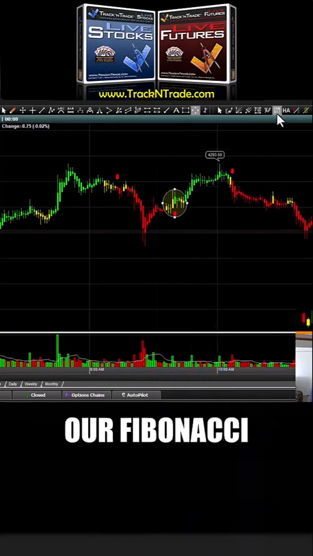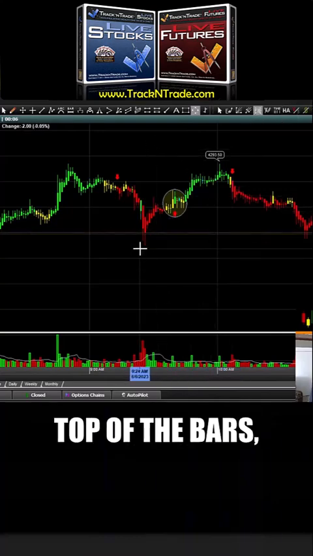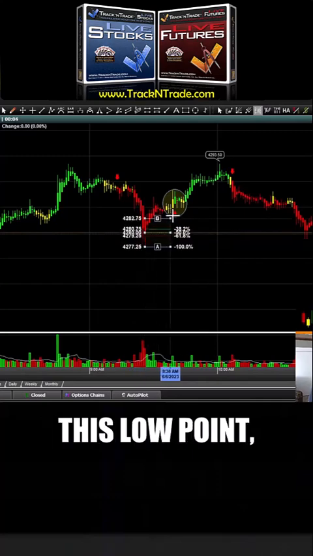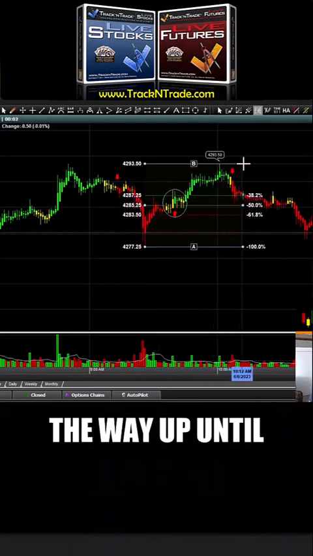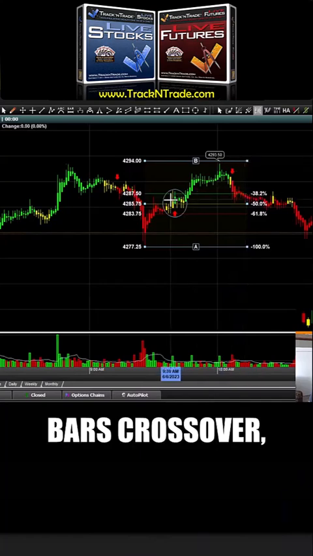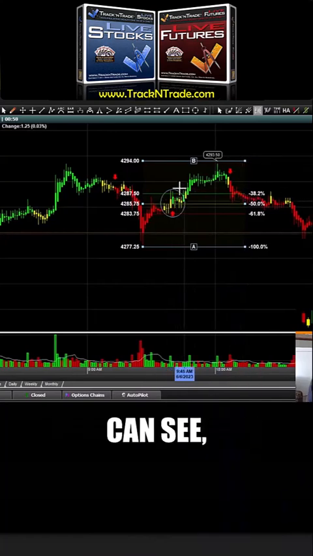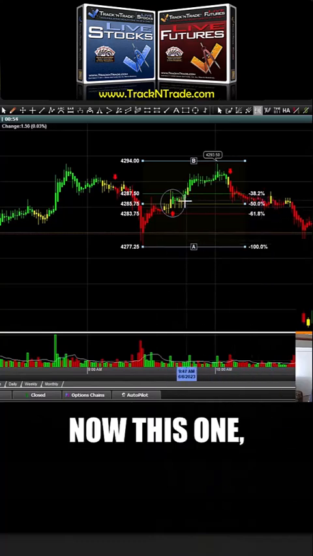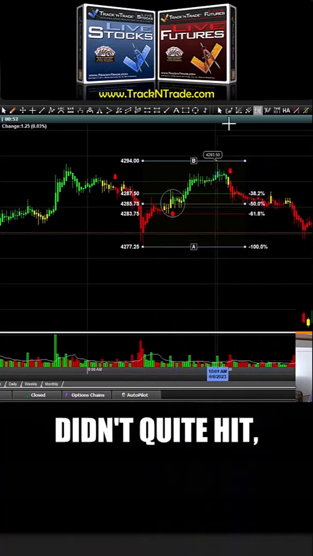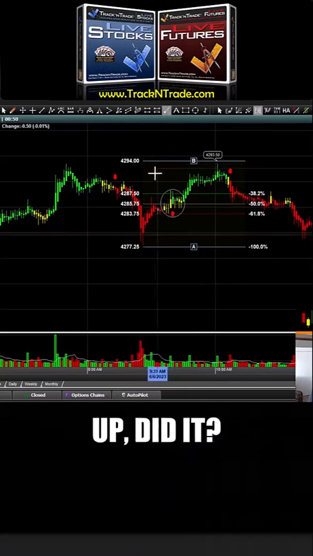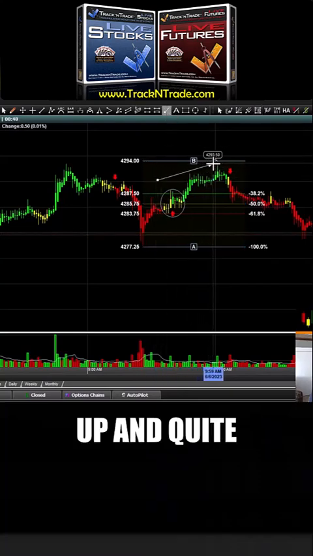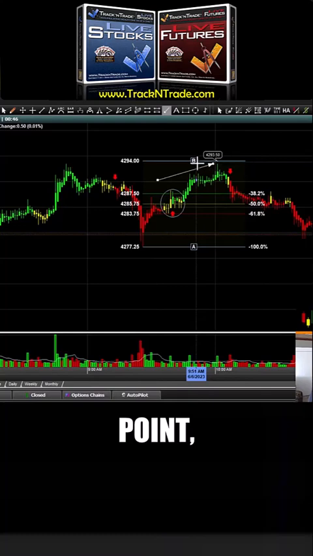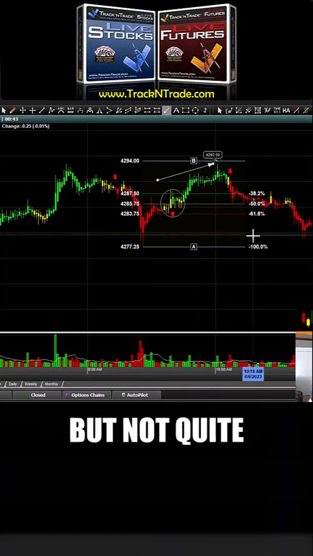All we have to do is look for the Fibonacci neutral zone. We then take our Fibonacci ruler. We drag it over the top of the bars. We're going to go from this low point all the way up until our bars cross over. Right up in here, you can see we got the yellow bars going through the Fibonacci neutral zone. Now, this one, the market broke out the top and didn't quite hit. Didn't go all the way up, did it? Didn't quite hit our B projection point. Pretty darn close, but not quite there.